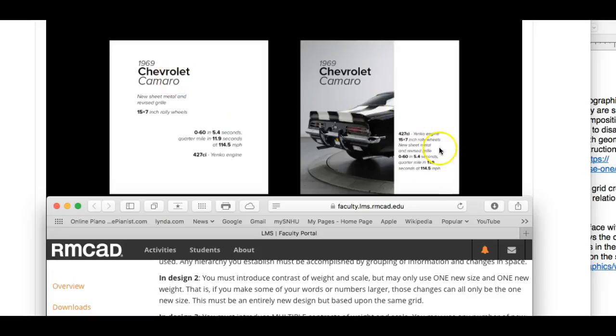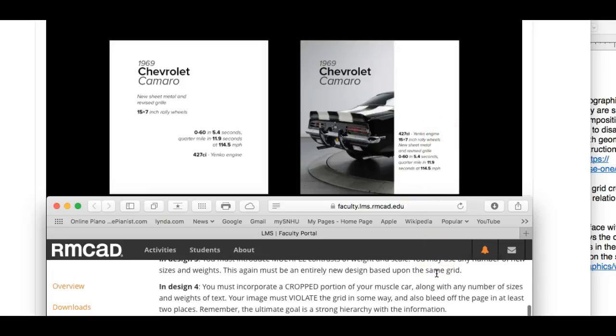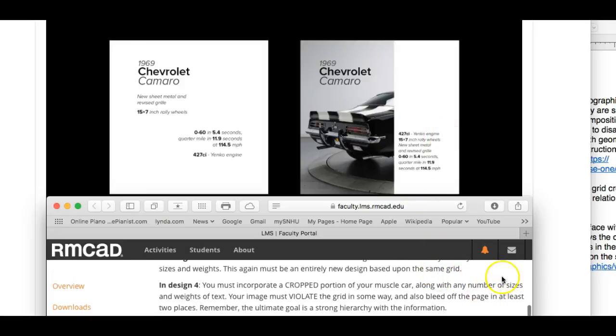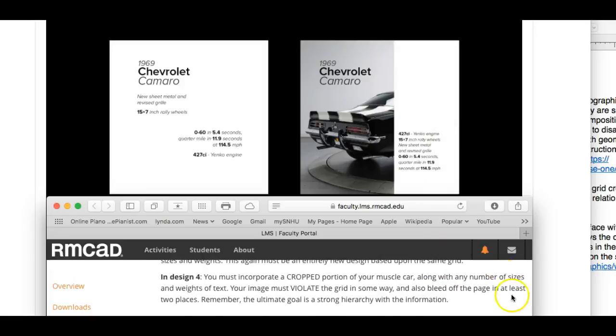Okay, and then here, I really want you to push it on the final. I really do. You can do anything you want here. You can use color. You must use a crop portion of the muscle card. That's it, along with any number of sizes, weights, and textures. Your image must violate the grid in some way, and also bleed off the page in at least 2 places. So yes, you violated the grid here.